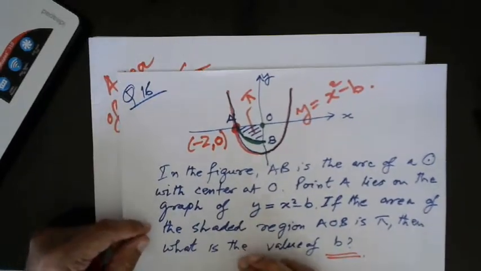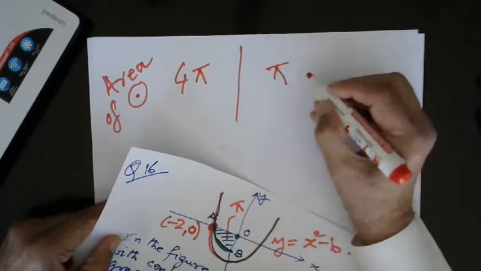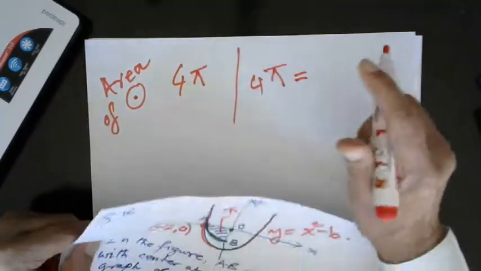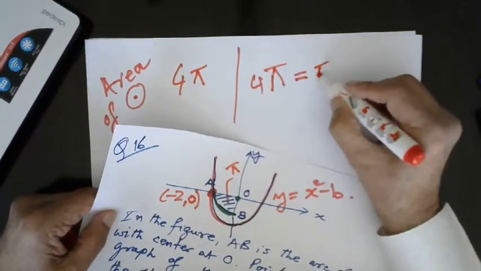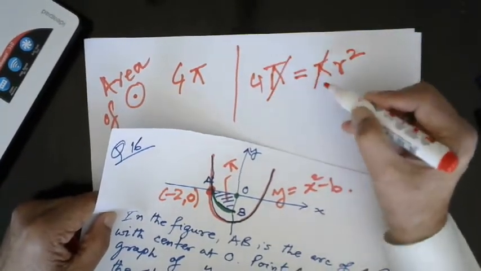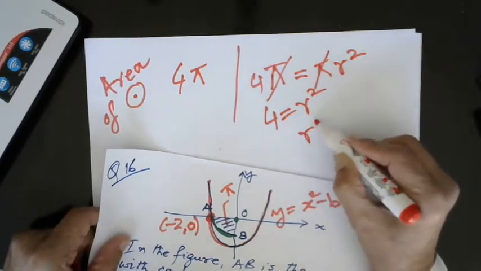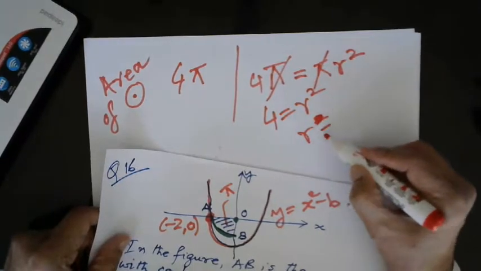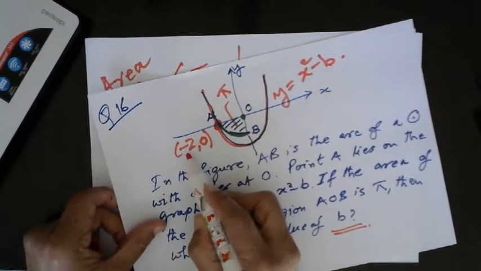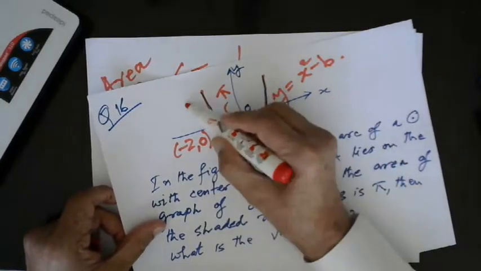Okay, now because the area is 4 pi, this is the area of the circle, and the area is given by pi r square. You can cancel pi from both sides and you will be left with 4 is equal to radius square, which means radius is equal to 2. This is how we got 2, and because it is on the left side of the origin, this is -2. So -2, 0 is a point on the curve.